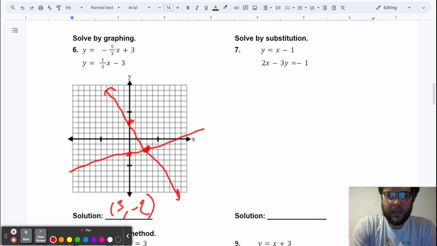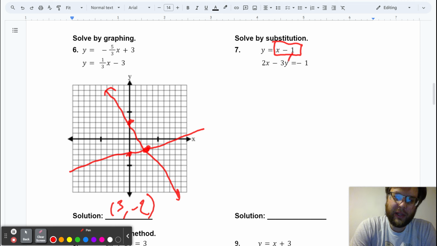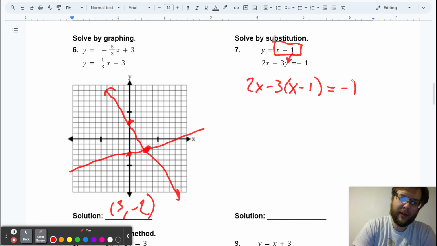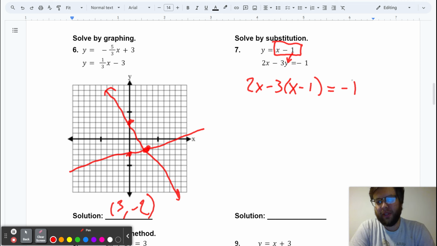On number 7, we're solving by substitution. Y is equal to x minus 1. So I substitute that for the letter y in my other equation. In other words, I rewrite the bottom equation and I replace the letter y with x minus 1.